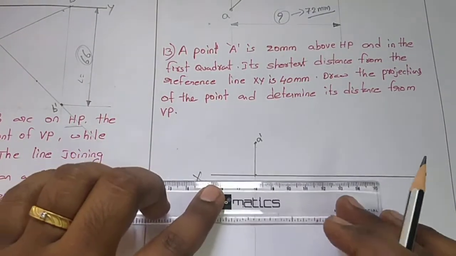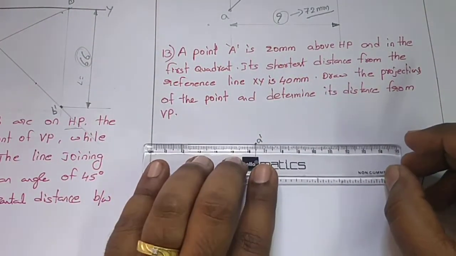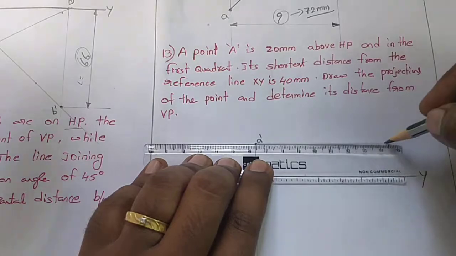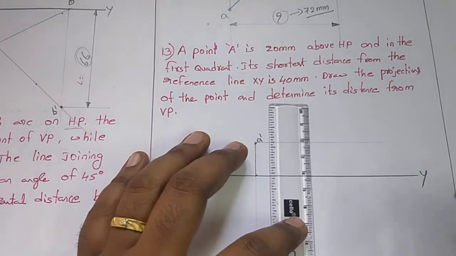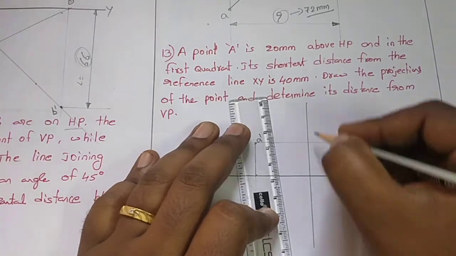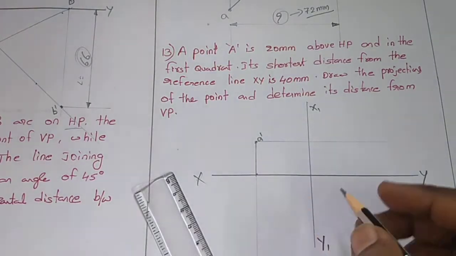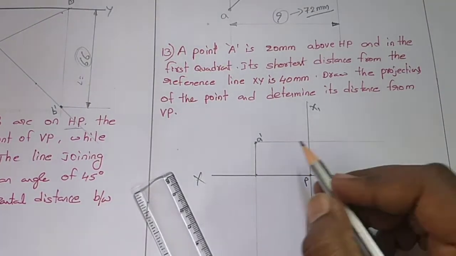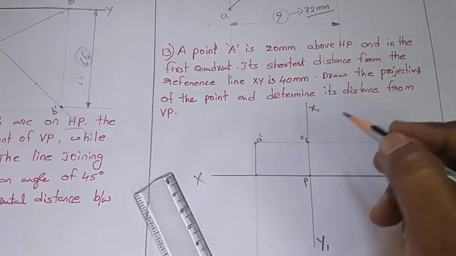For this, they gave one more clue. That is, its shortest distance from the reference line is 40 mm. For this, from A dash draw one line parallel to the XY. Okay. Next, we have to find out this distance from the side view. For the side view, we need to draw one more reference line. That is X1 Y1. Okay. The XY and X1 Y1 intersect at one point. That point is taken as point P. Next, from A dash we draw one horizontal line. It intersects the X1 Y1 reference line. That point is known as O1. Okay.